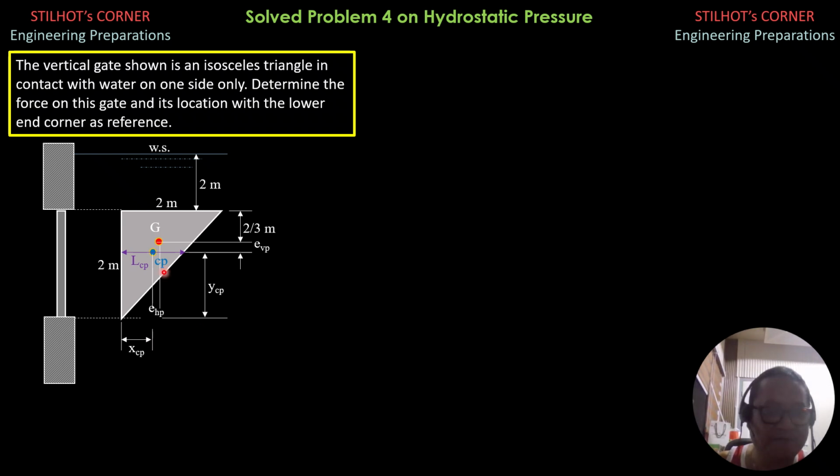So the value of F which acts at the center of pressure as shown is gamma, 9.81, times Hg, which is 2 plus 2/3, so that's 8/3. So specific weight of water, times H bar or Hg, times area. The area of the plate is 1/2 of 2 times 2, so it is 2 square meters. From there, we can now solve for F. It is equal to 52.32 kilonewtons.